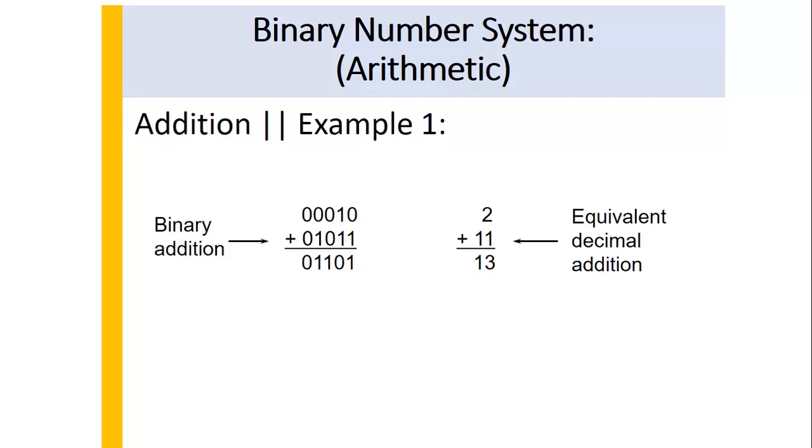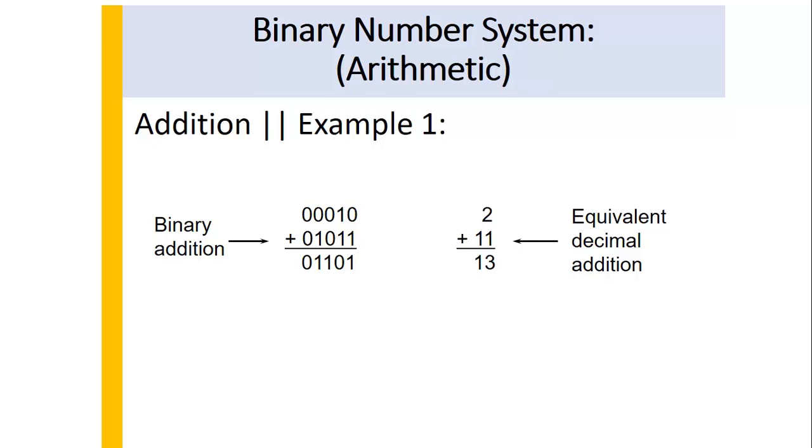Let's understand this with the help of an example. Binary addition of 2 and 11. Suppose we have two numbers written in binary, 2 and 11. The binary equivalent of 2 is 0 0 0 1 0, and the binary equivalent of 11 is 0 1 0 1 1. Now we start adding from the right hand side.